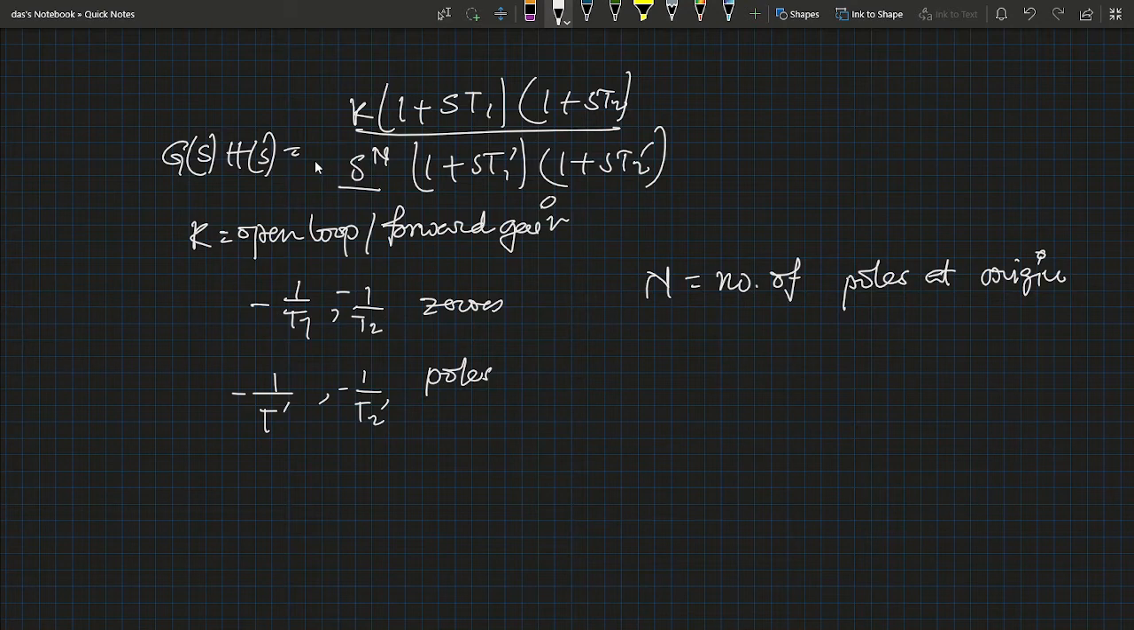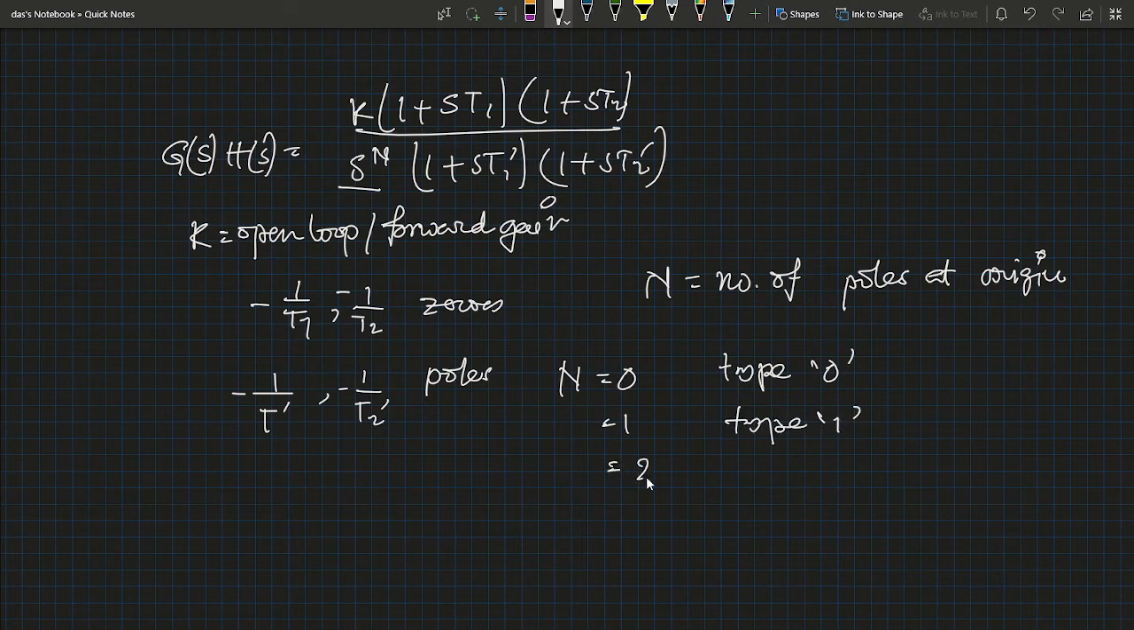Now the number of poles at the origin defined by the open loop transfer function is the basis of the classification of a control system. If this n equals 0, then it is known as a type 0 system. If it is 1, then it is a type 1 system, and if it is 2, then it is a type 2 system, and so on, up to a type n system.